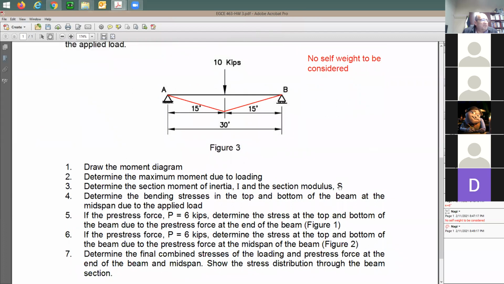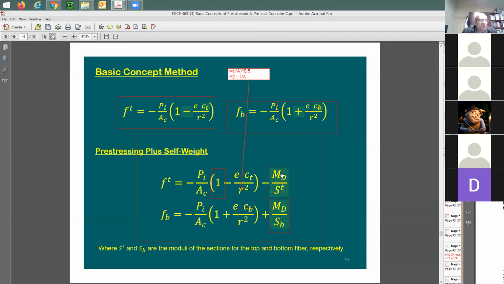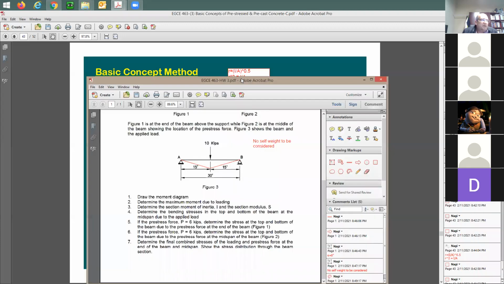Now you do the section modulus. This is simple. Determine the bending stress in the top and bottom of the beam at midspan due to the applied load. What does it mean by that? You do this due to the applied load, which means that you do M over S top, M over S bottom. And be sure that you use negative and positive in your equation. All right? It's going to come out like this.